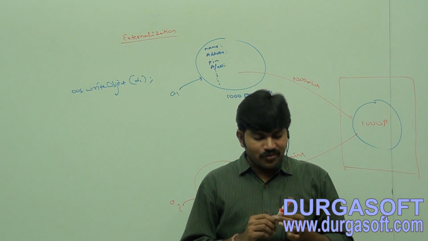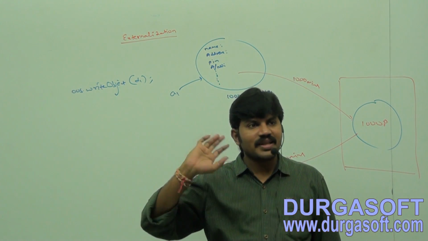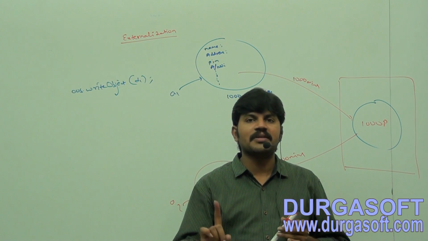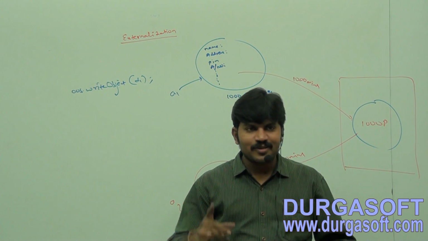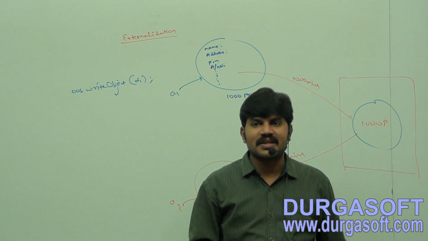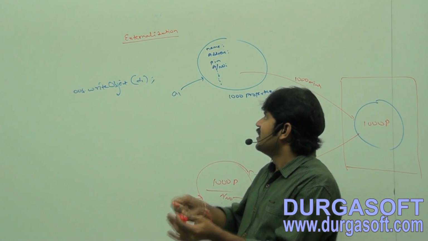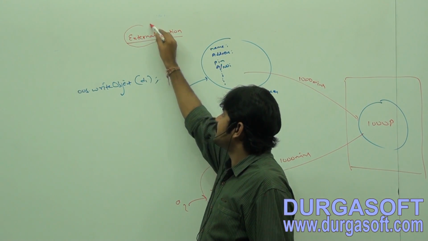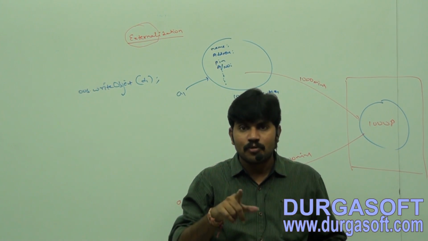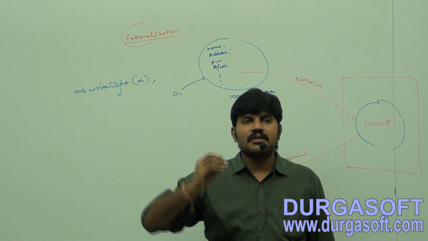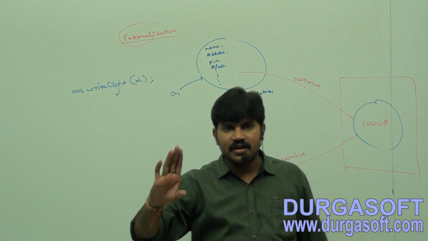Now, immediately you may ask, sir, what is the advantage of externalization? Simple point. In externalization, everything is taken care of by the programmer. JVM doesn't have any control. Have you observed the word external? External is nothing but external implementation by the programmer, right? In externalization, everything is taken care of by the programmer, and JVM doesn't have any control.